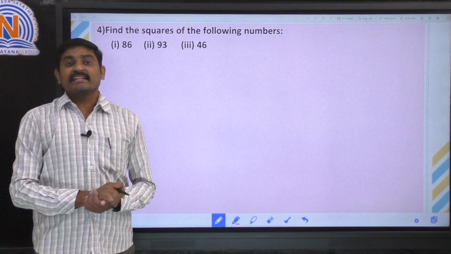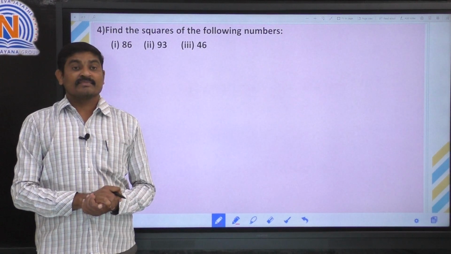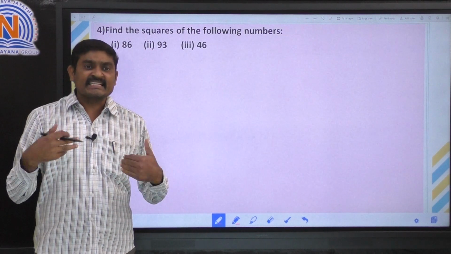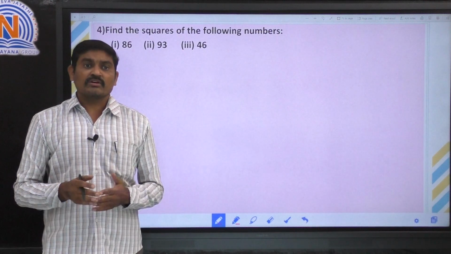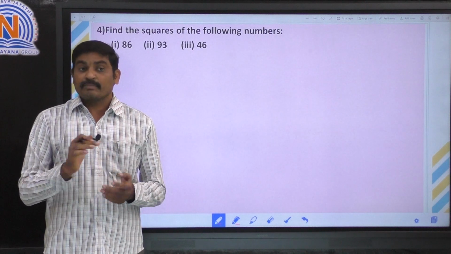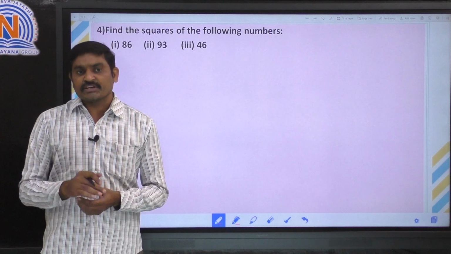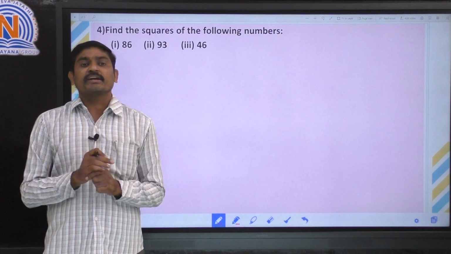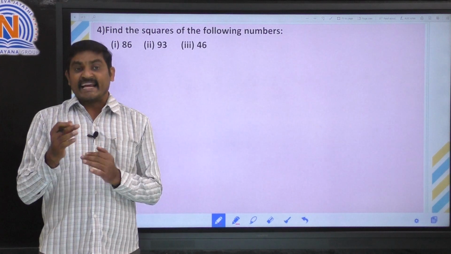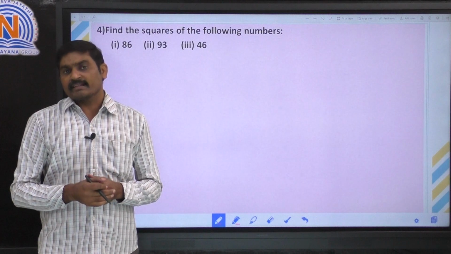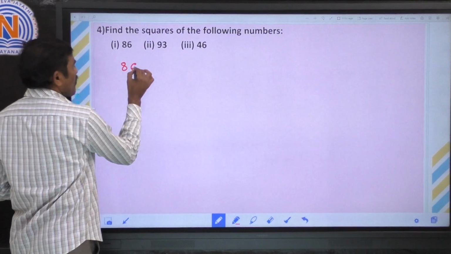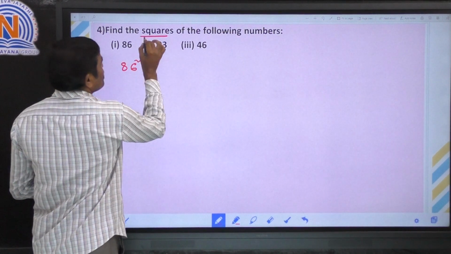Now see that, find the squares of the following numbers. Okay, square of 86. Square of 86 means 86 square. A square means A into A. We can write 86 square as 86 into 86. It is a little bit difficult to multiply 86 with 86. But we can do it an easy way by using an identity. So how can we find the square of this number? I need to find the squares of these numbers.